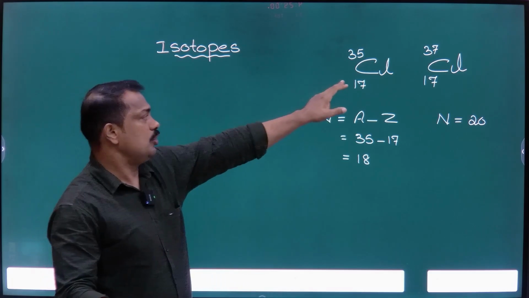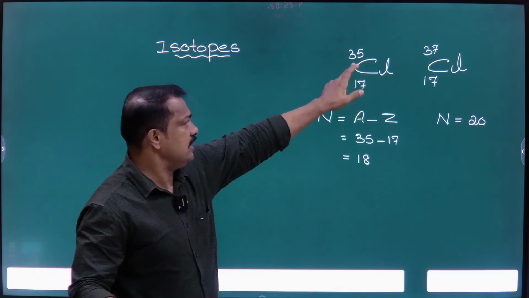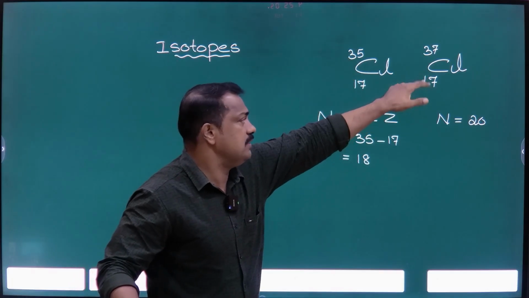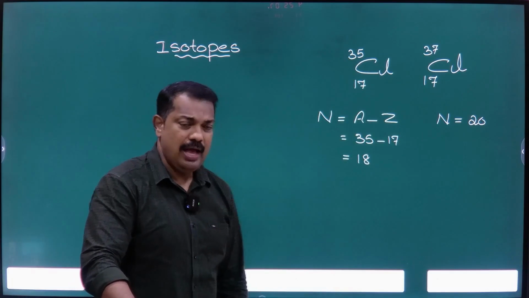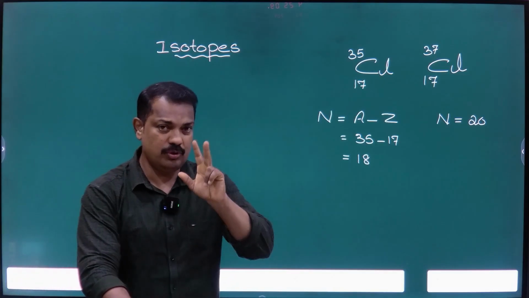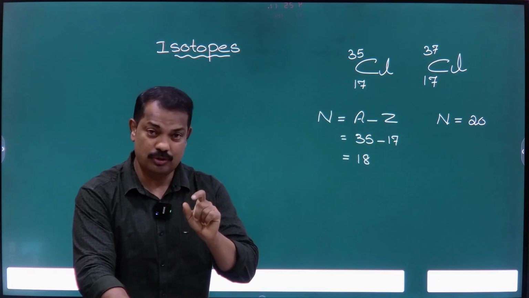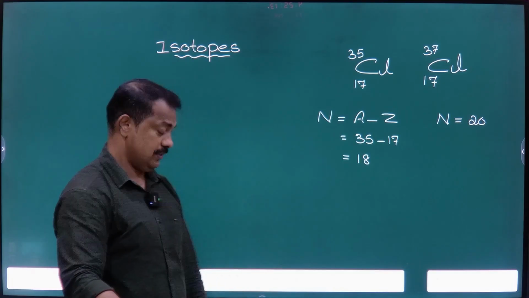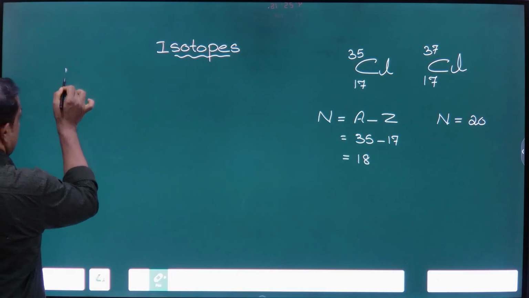The two isotopes of chlorine are 17Cl35 and 17Cl37. And the different isotopes of hydrogen, very important. The names of the different isotopes of hydrogen are also very important.